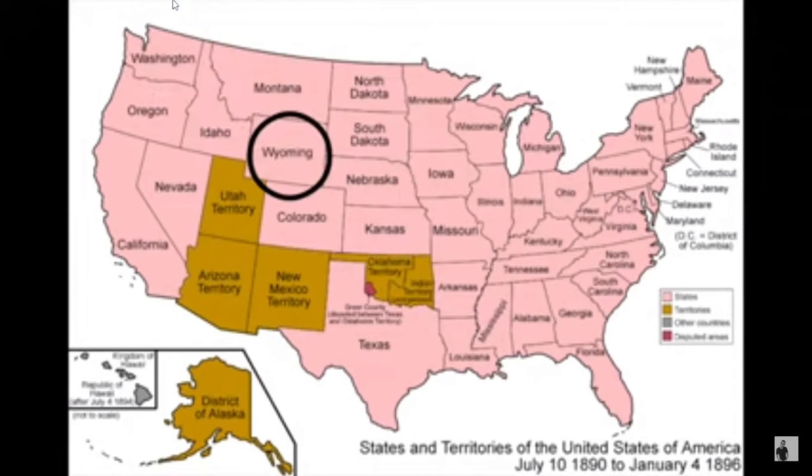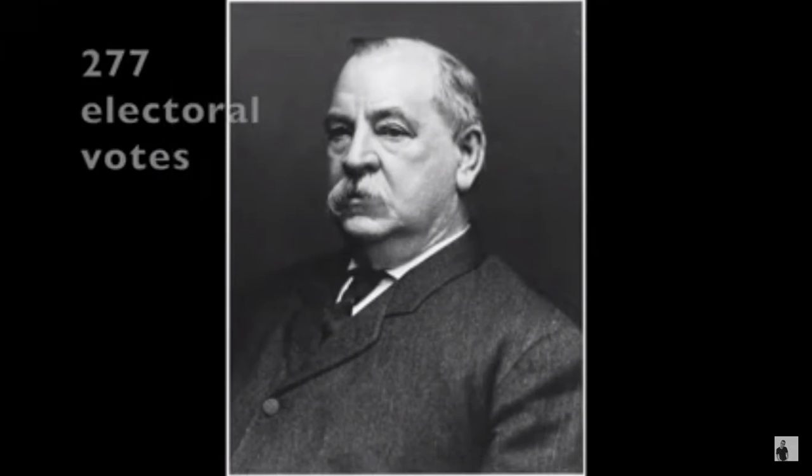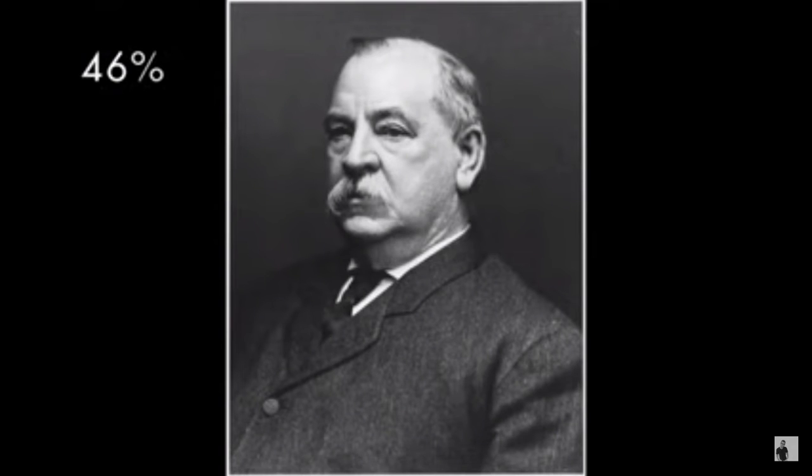Washington, Idaho, and Wyoming. So they all now got to participate. And here are the results. Grover Cleveland won, becoming the 24th president in American history. He received 277 electoral votes. He won 46% of the popular vote, which was actually his worst showing yet, but a win is a win.